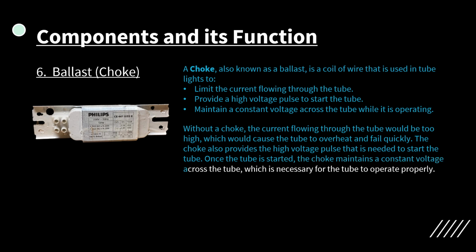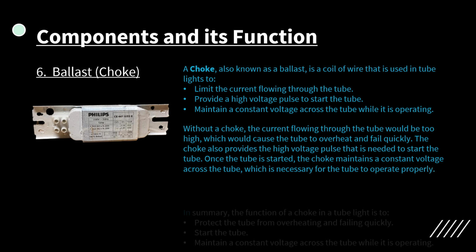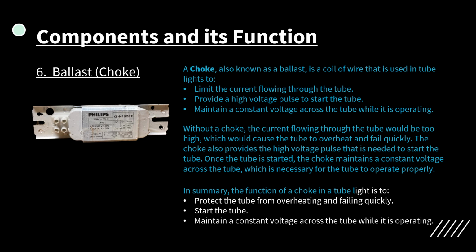Once the tube is started, the choke maintains a constant voltage across the tube, which is necessary for the tube to operate properly. In summary, the function of a choke in a tube light is to protect the tube from overheating and failing quickly, start the tube, and maintain a constant voltage across the tube while it is operating.